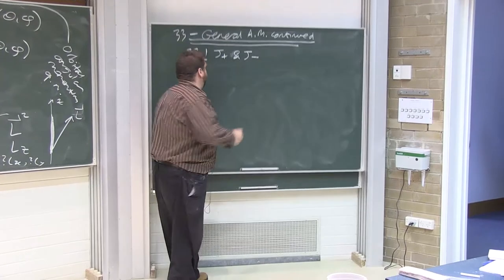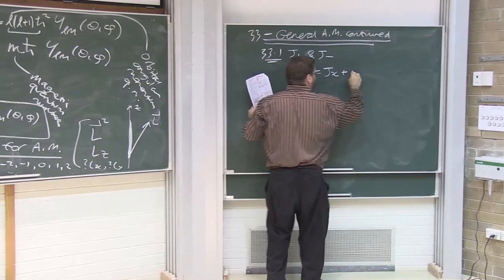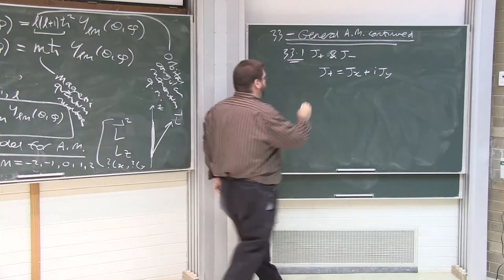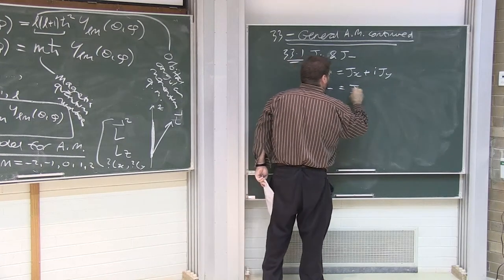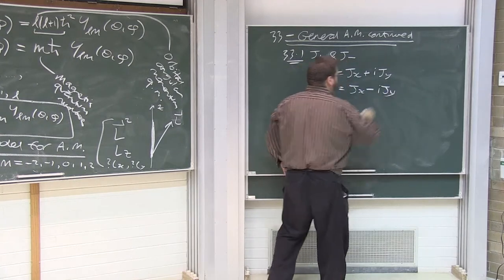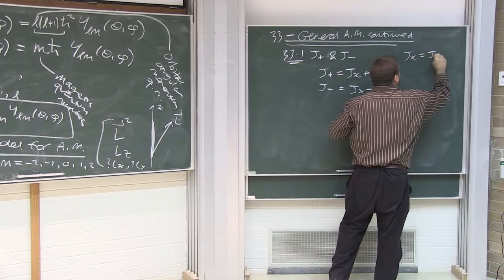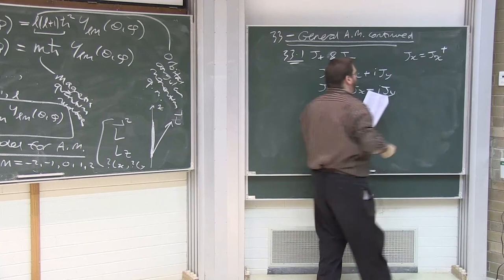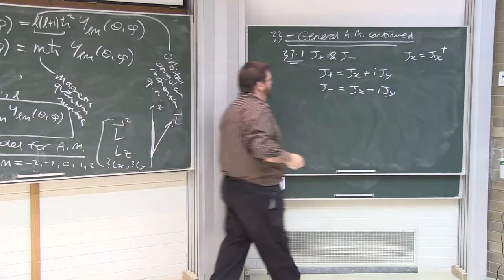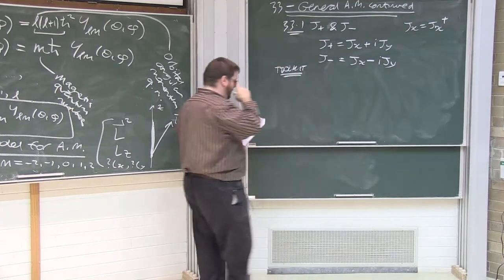So let's introduce a definition. J plus is going to be a certain complex linear combination of the JX's and JY's. J minus will be the following. One, by the way, is the Hermitian conjugate of the other. Remember also that since JX and JY are Hermitian, they equal their own daggers, similarly for Y and Z. So these are the definitions of J plus and J minus. Again, this is a world where you have nothing but algebra in essence.